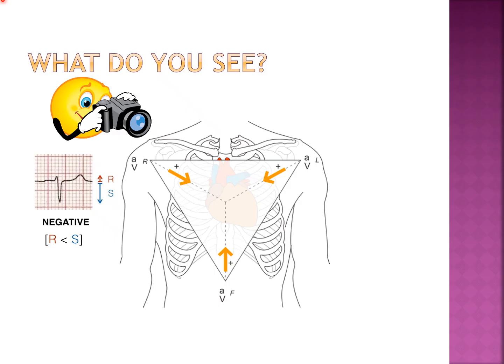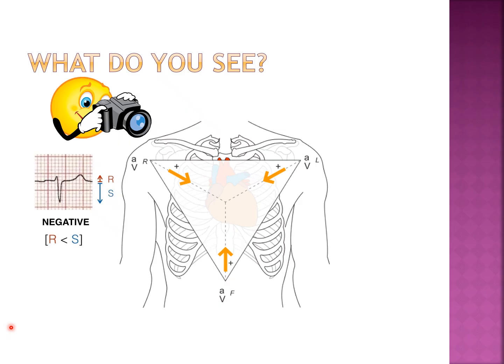So if the electricity is moving away, it's going to drop below the isoelectric line. If we remember, let me get my pointer where I need it. This is the isoelectric line. And so the negative QRS complex means that the electricity is moving away from the positive lead, or like I like to think about it, away from the camera.